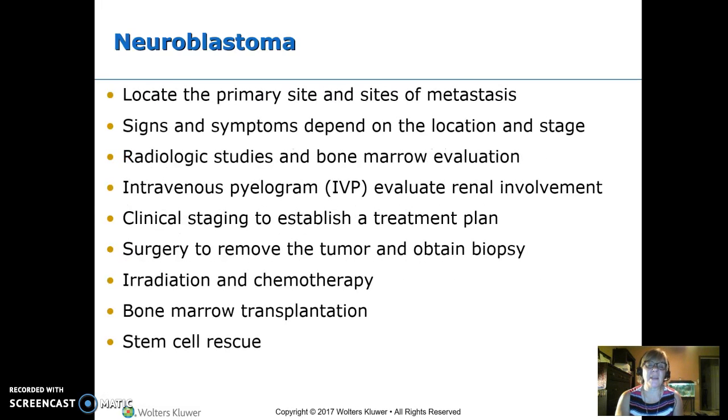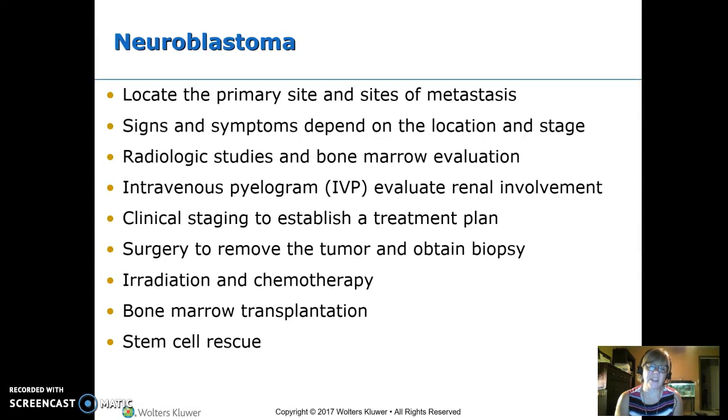So with a neuroblastoma, we're going to try and find the primary site and all the metastatic sites. The signs and symptoms are going to depend on where it is and how big those tumors are. Radiologic studies and bone marrow will help us find them and determine what to do. We also want to look at the kidneys with intravenous pyelogram. Clinical staging is used to develop the treatment plan, but they're going to have surgery to take out the tumors. Also, they may biopsy the tumor that way.